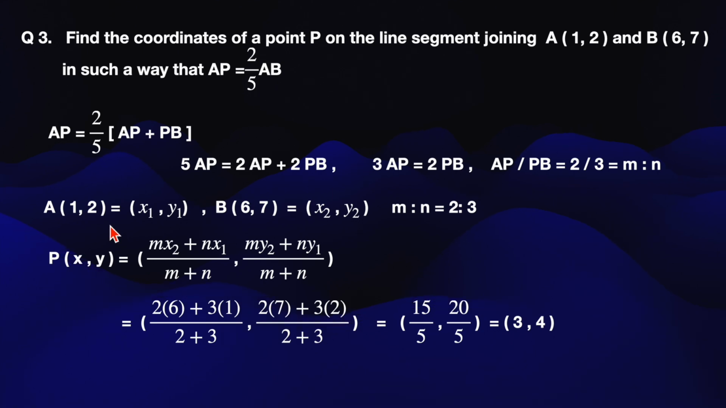Okay, now you got all that you need. You got x1, y1, you got x2, y2, you got the ratio m is to n. That's all. Now you have to find out P(x, y). Substitute in the section formula, simplify it, you will get the answer.